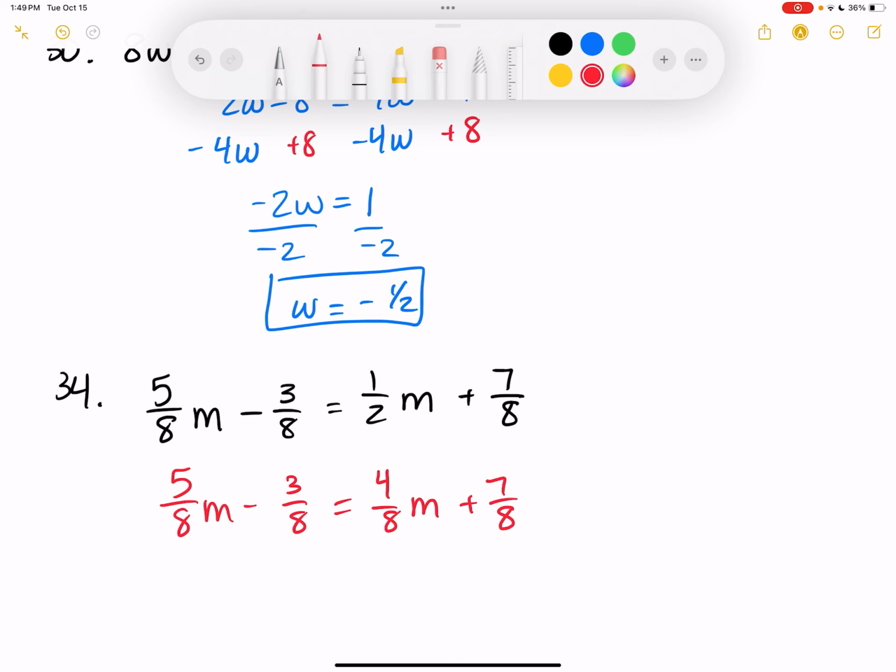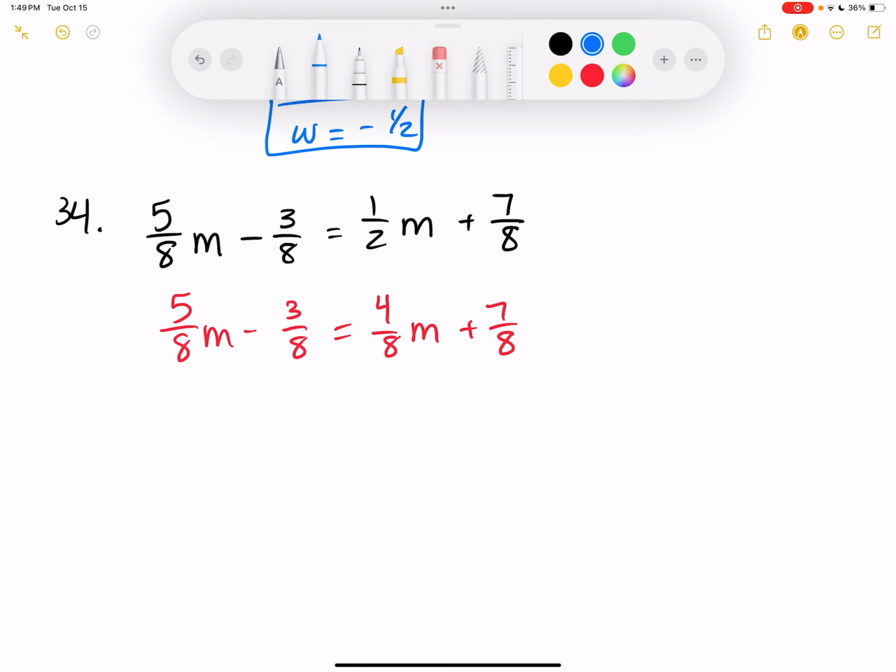So, what do I do now? Subtract 4/8 m on both sides. What else? Minus 3/8. Plus 3/8. And so when I do that, 5/8 minus 4/8 is 1/8 m equals 7/8 plus 3/8, which is 10/8. I would leave it like this until the problem's done, because what do I have to do over here now?